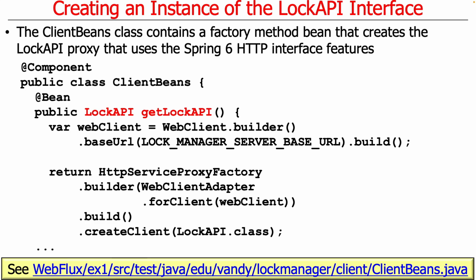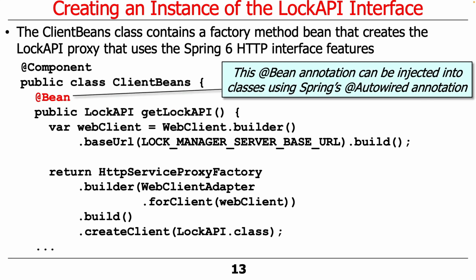So before we go any further, let's take a look at how you make an instance of this LockAPI. So what you do is you typically would have some kind of a component, as you can see here. And this is client beans. And we've got a bean in here. And the bean is going to be the get LockAPI method. Doesn't really matter what it's called. The key thing is it returns a LockAPI. So by having this as a bean, then anywhere we need the LockAPI, this is the method that will be called automatically to do that. And that's very easy to do. You're familiar with that by now.